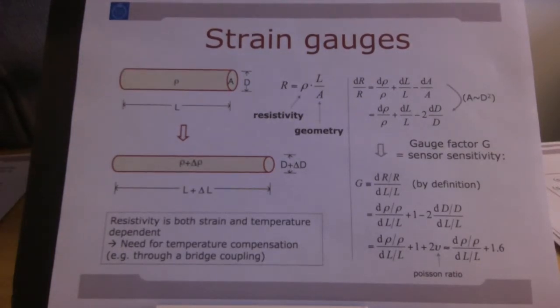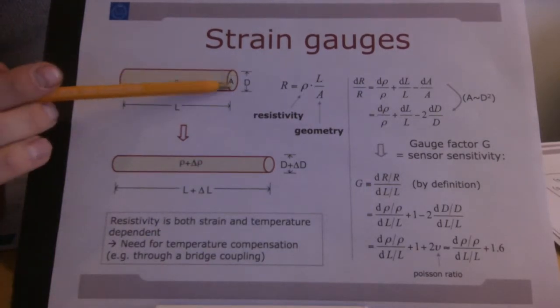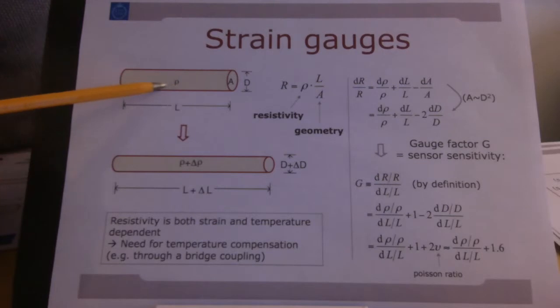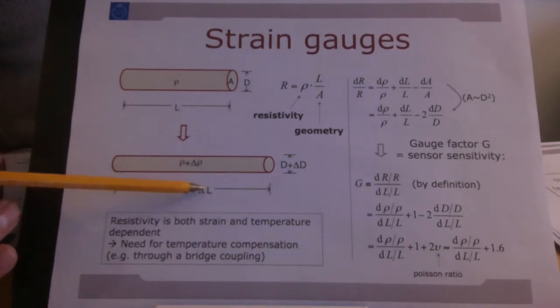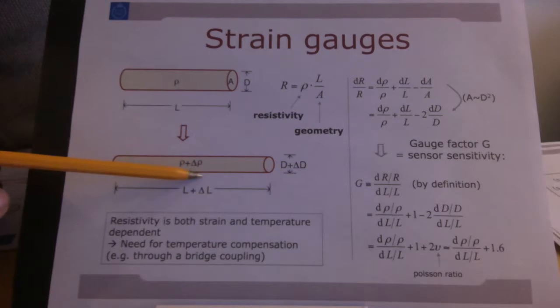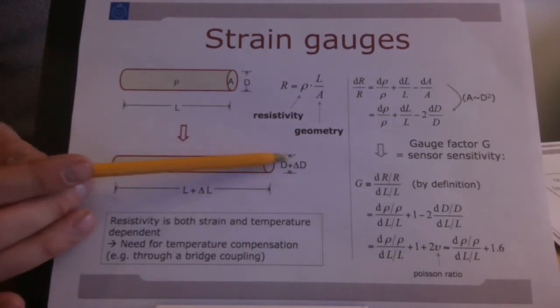Let's see what happens if you strain a material in general. We're seeing that on this side here. So this is just a cylindrical rod with length L, diameter D, and a cross-sectional area A, and a resistivity. Resistivity is a material parameter, ρ. And if I'm going to strain that material, I'm going to elongate it, so L becomes L plus delta L. I will see that I'll get a change in resistivity and/or a change in diameter here.